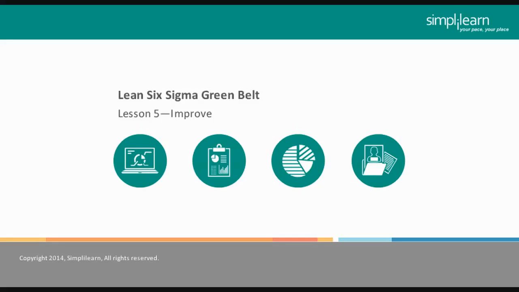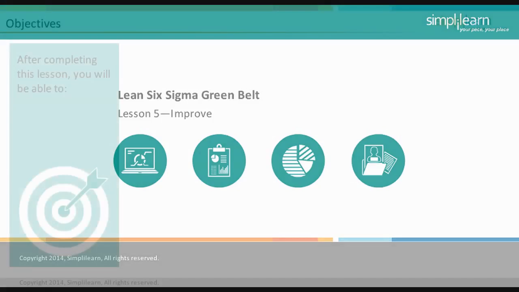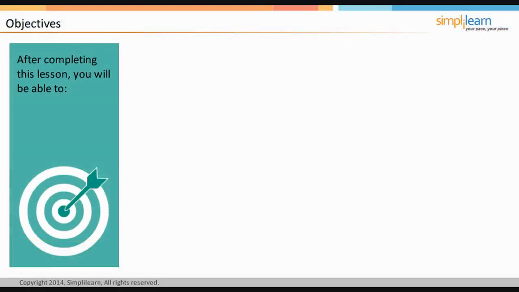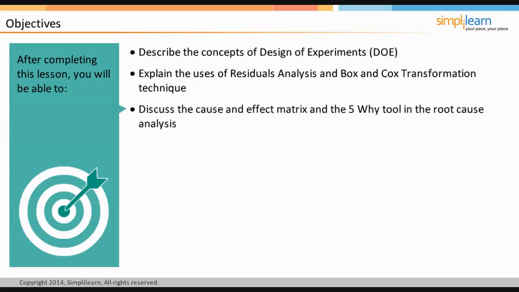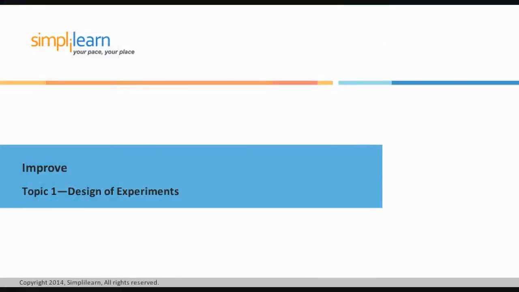Let us start with the objectives of this lesson in the next screen. After completing this lesson, you will be able to describe the concepts of design of experiments, DOE, explain the uses of residuals analysis and BoxCox transformation technique, discuss the cause and effect matrix and the 5 Why tool in root cause analysis, explain the Lean and Kaizen techniques. Let us proceed to the first topic of this lesson in the following screen.